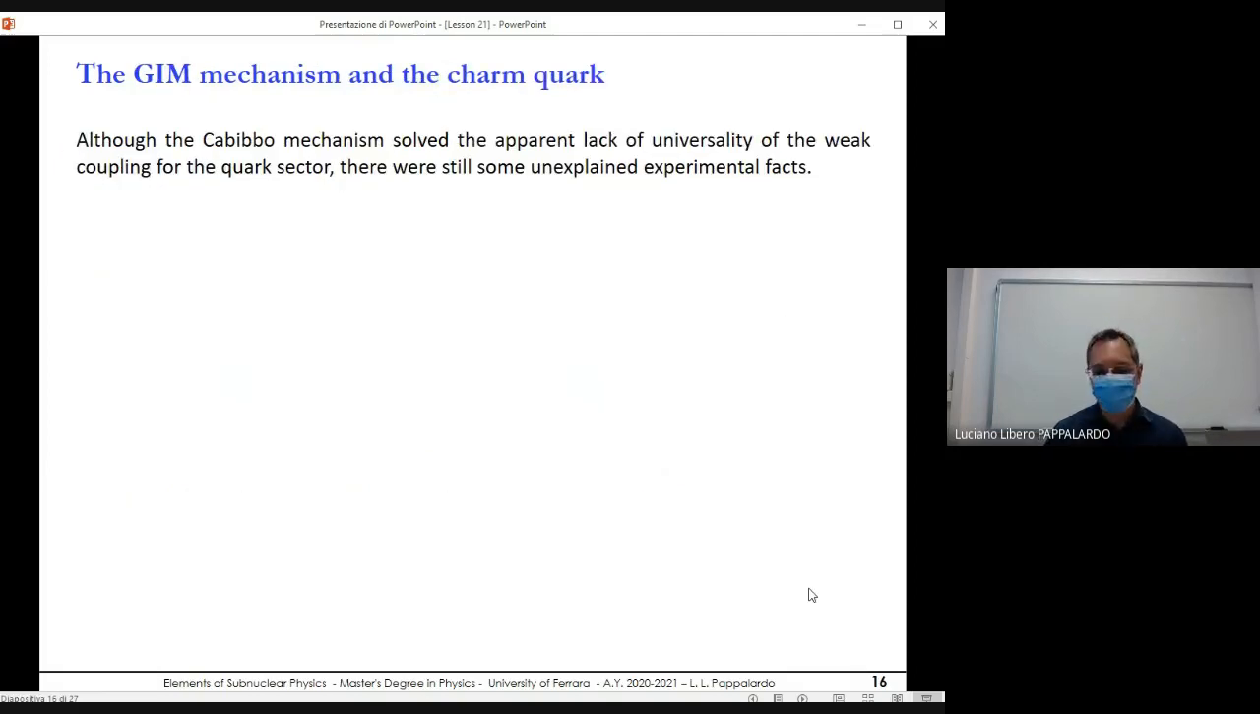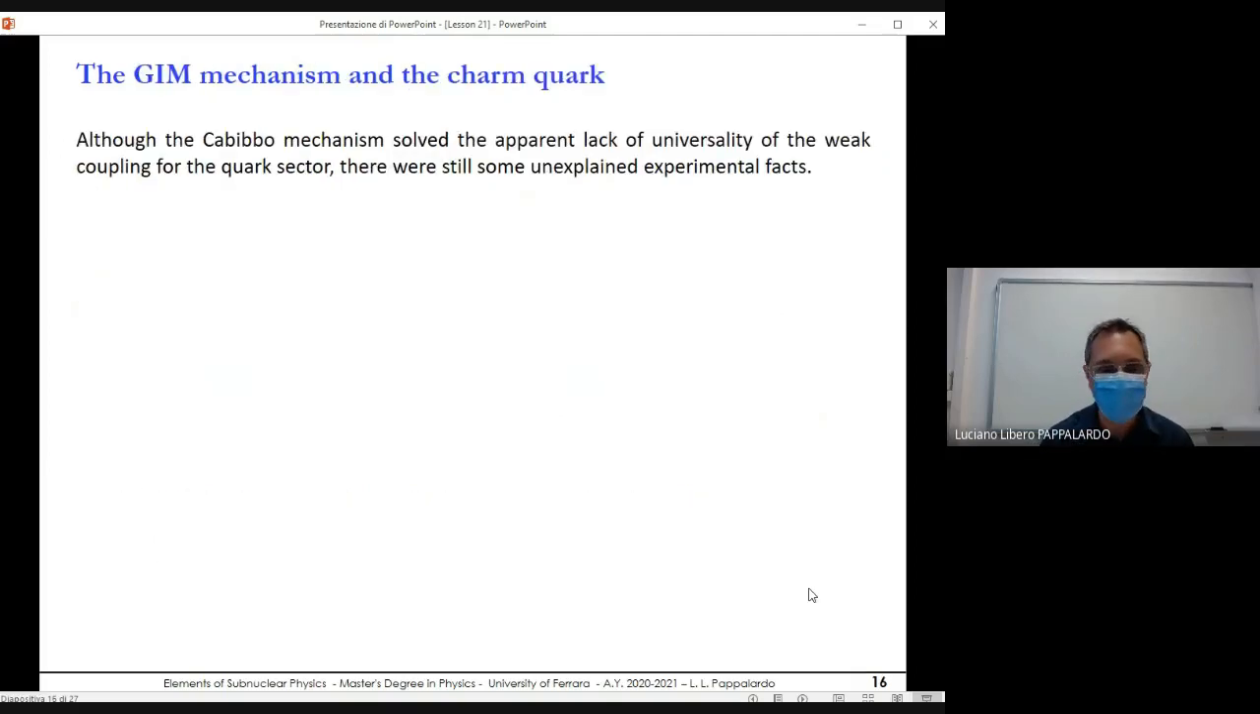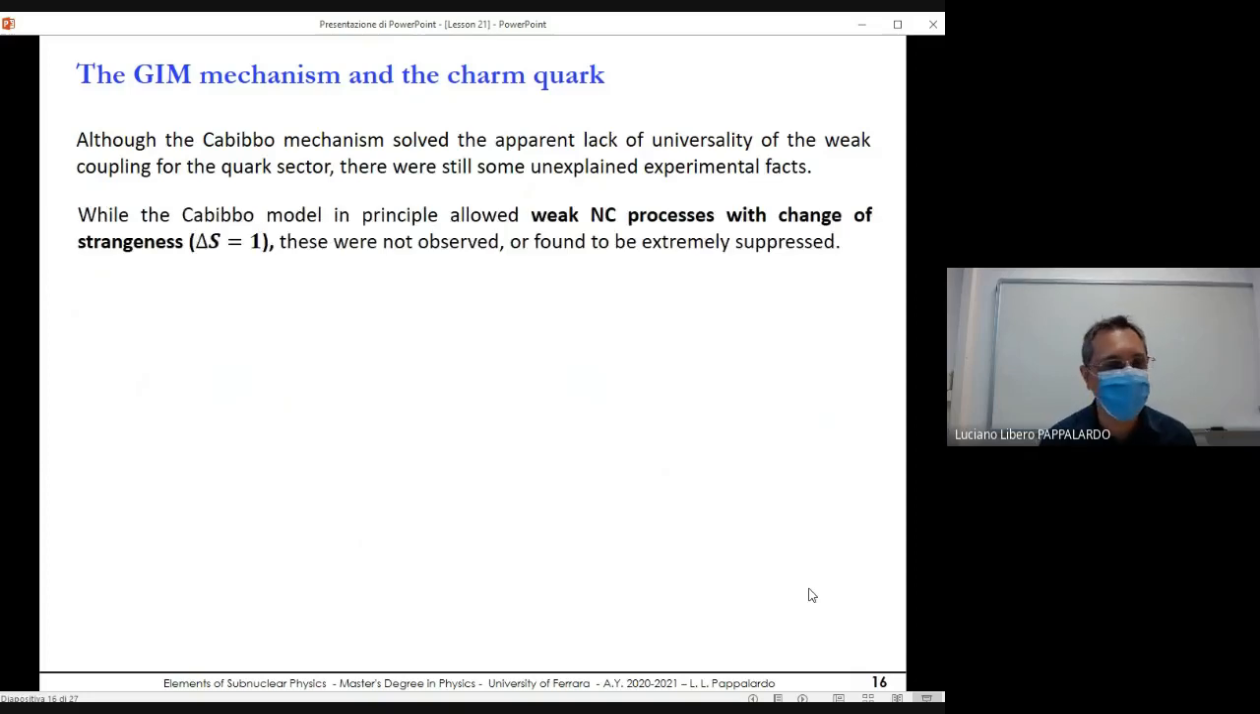Now, the Cabibbo mechanism appeared to solve this problem, but it left another problem open. Although the Cabibbo mechanism solved the apparent lack of universality of the weak interaction in the quark sector, there were still some unexplained experimental facts. So let's see what this is about. While the Cabibbo model, in principle, allowed for weak neutral current processes with change of strangeness, so with delta S equal 1, these processes were not observed in nature, or found to be extremely suppressed, to be more precise.